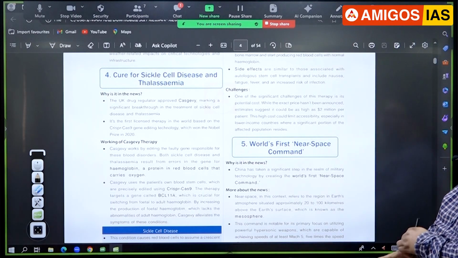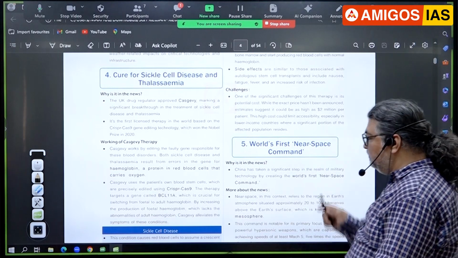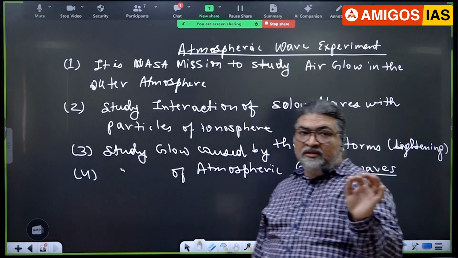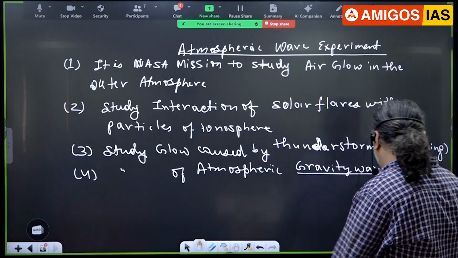Okay, now let me go to a very important thing here. World's first near space command. Let me explain here. GVY is there. CAS GV. Now let's look at here.